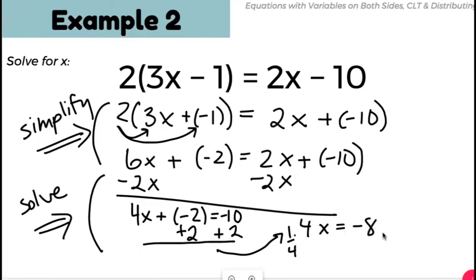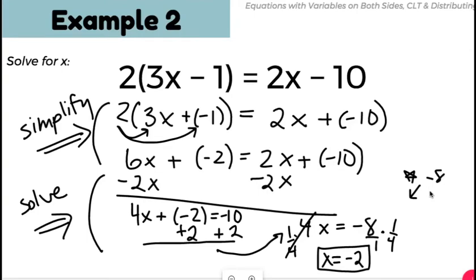So I get 4x equals negative 8. Multiply both sides by 1/4. That's the reciprocal of 4. Remember that cancels out here. And I end up with x equals negative 2. Just in case you need a little review, when I multiply my negative 8 times 1/4, we multiply across, which gives me negative 8 over 4, which is negative 2.